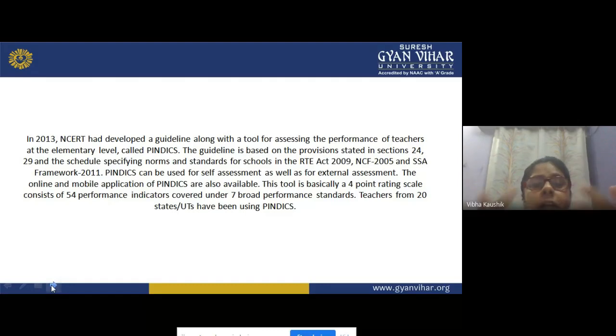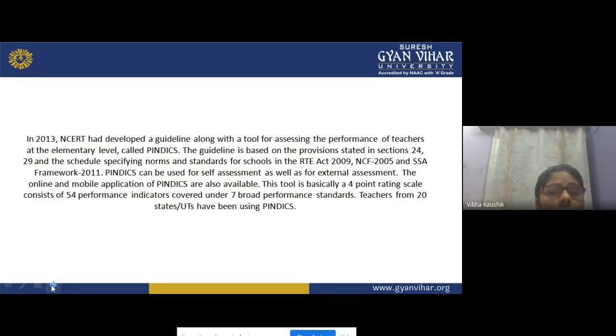The tool has been developed on the basis of guidelines provided by the Right to Education Act 2009, the National Curriculum Framework 2009, and Sarva Shiksha Abhiyan. On the basis of the guidelines given by all these three, they developed a tool that will help teachers in assessing their performance.